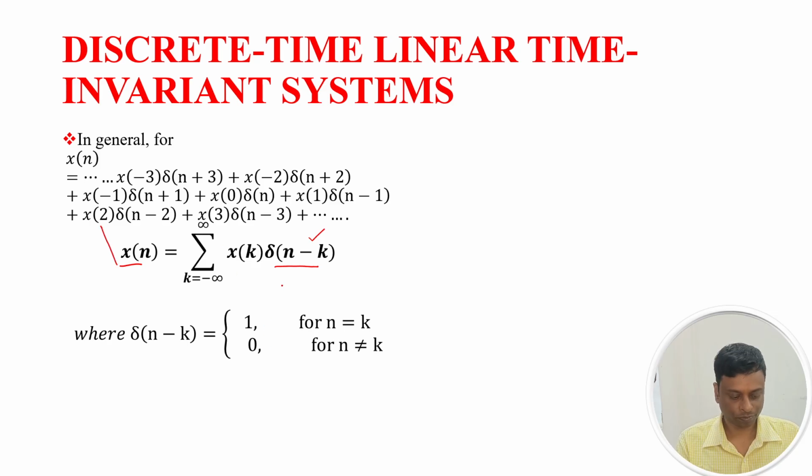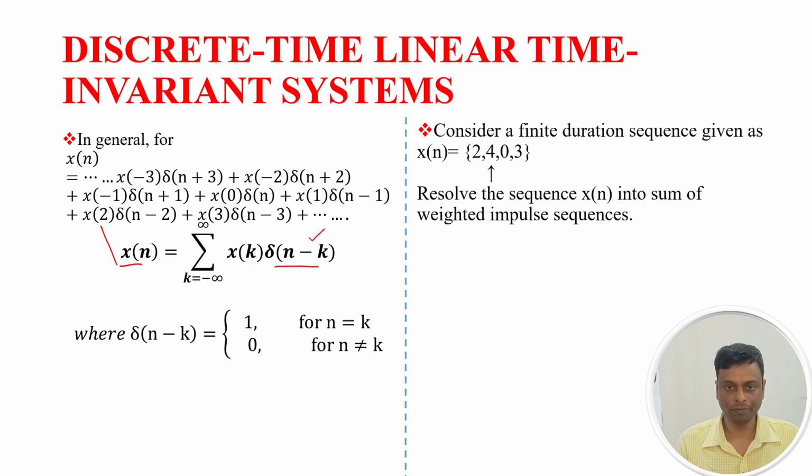So now let us do some problem. So this is the problem. Consider a finite duration sequence. Resolve the sequence x of n into a sum of weighted impulse sequences. That means you have to find out what x of n is in terms of impulse sequences. So here n goes from minus 1 to 2.